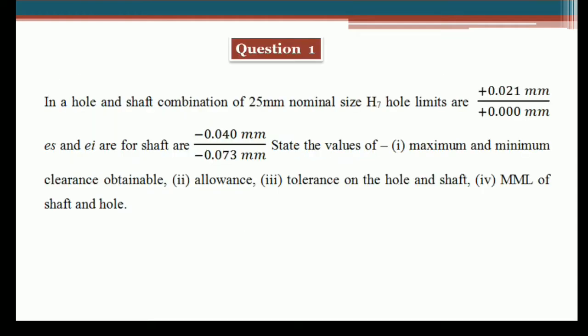The first question: in a hole and shaft combination of 25 mm nominal size, H7 hole limits are given as plus 0.021 mm and 0.000 mm, and ES and EI for the shaft are minus 0.040 mm and minus 0.073 mm. You have to find the values of maximum and minimum clearance obtainable, allowance, tolerance on the hole and shaft, and the maximum metal limit for the shaft and hole. Now we'll see how the problem is solved.